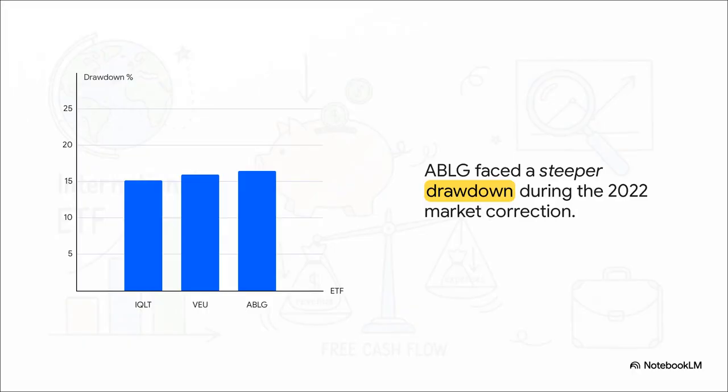We also have to talk about risk, especially if we look back at the 2022 global equity correction. Because ABLG is so highly concentrated in just over 50 names, its drawdown profile was actually slightly steeper than its broader, cheaper peers. ABLG fell 16.5% that year. Compare that to a 16.0% drop for the broad VEU index and a 15.2% drop for the sector-neutral IQLT fund. As they say, concentration definitely cuts both ways.